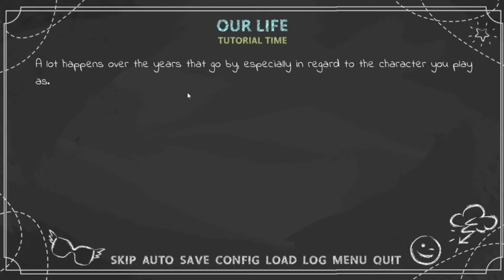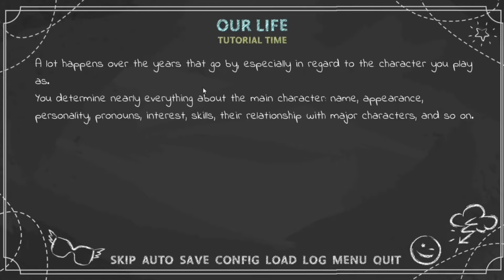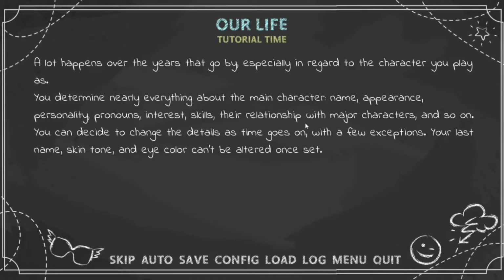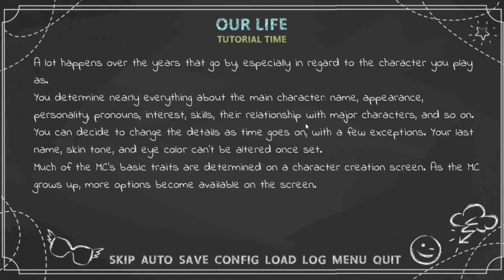A lot happens over the years that go by, especially in regard to the character you play as. You can determine nearly everything about the main character: name, appearance, personality, pronouns, interests, skills, their relationship with major characters, and so on. You can decide to change the details as time goes on, with a few exceptions. Your last name, skin tone, and eye color can't be altered once set. Much of the MC's basic traits are determined on a character creation screen. As the MC grows up, more options become available on that screen.